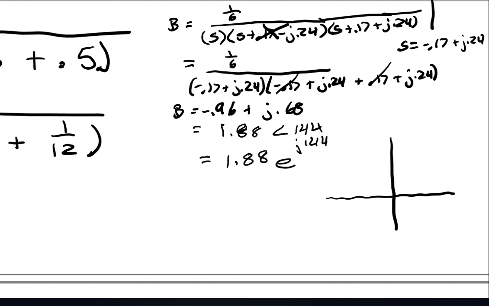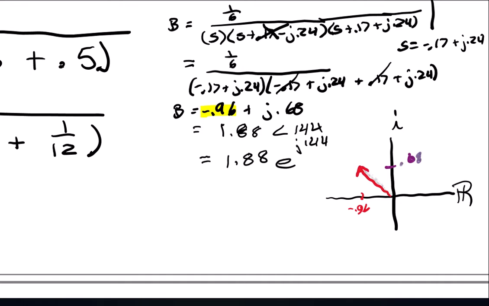Alright, so what you do to convert it otherwise is you draw an axis, and the y-axis is the imaginary axis, and the x-axis is the real axis. And our real part was minus 0.96, so minus 0.96. Our imaginary part was 0.68, so 0.68. And then you draw that vector that goes to that point.